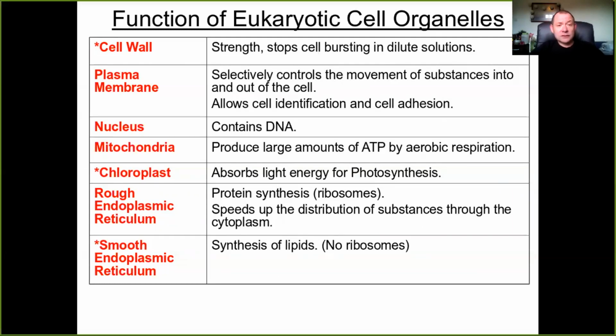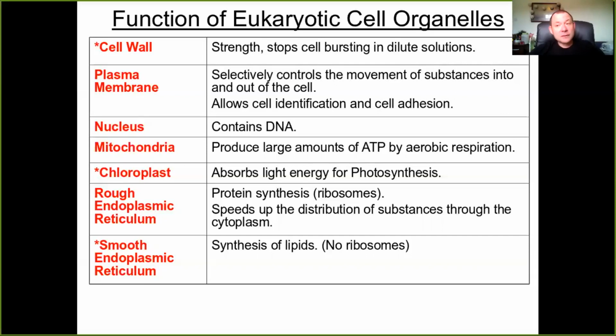The cell wall: strength, stops cells bursting in dilute solutions. Plasma membrane selectively controls the movement of substances into and out of the cell. Allows cell identification from those glycoproteins on the surface and cell adhesion, things such as plasmodesmata, amongst others. Nucleus contains DNA. Mitochondria produce large amounts of ATP by aerobic respiration, so they're the powerhouse of the cell. Chloroplast absorbs light energy for photosynthesis in plants.